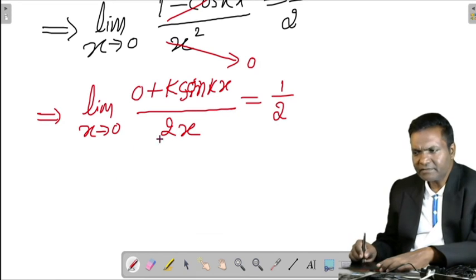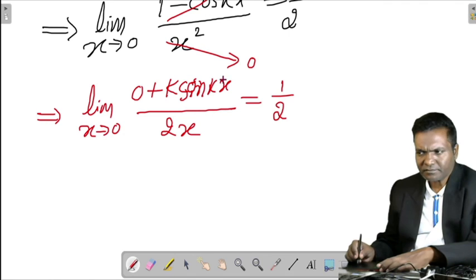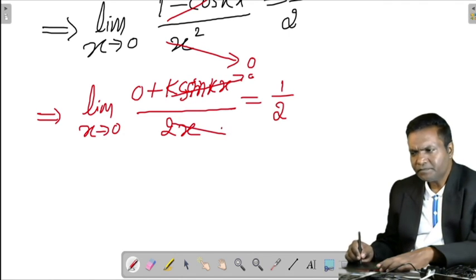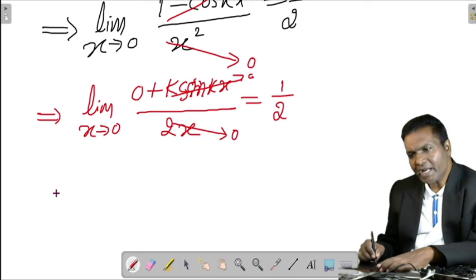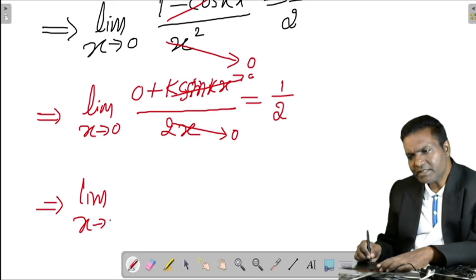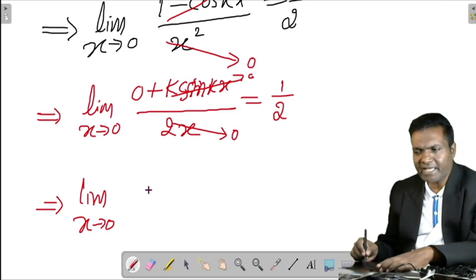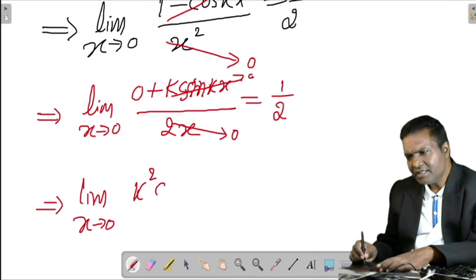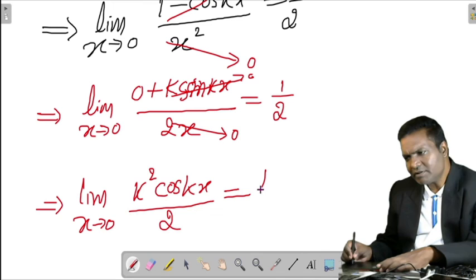Now again see here, if you substitute x as 0, it becomes 0 and sin 0 is also 0. So it takes the form again 0 by 0. So again apply L'Hospital's rule. Means differentiate numerator. k into sin kx is there. Derivative of sin kx is k cos kx. So already one k is there. You will get k square cos kx. Derivative of 2x is 2, equals 1 by 2 as it is.